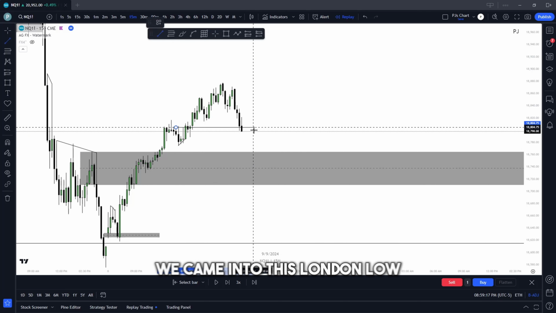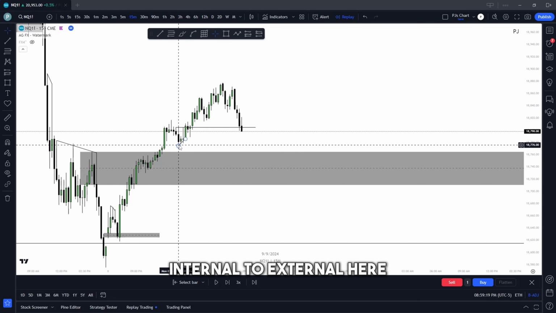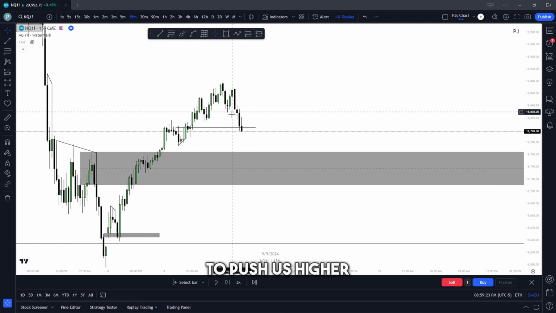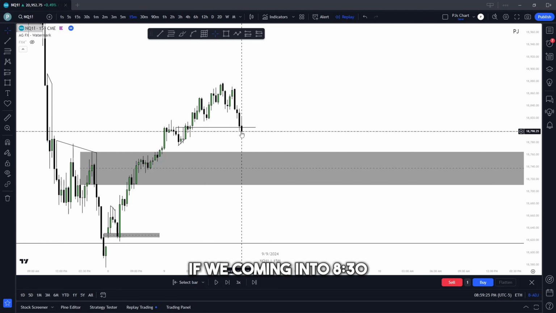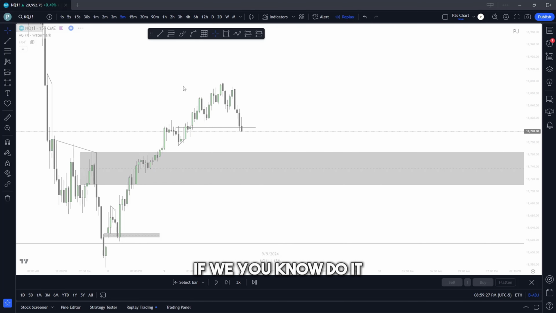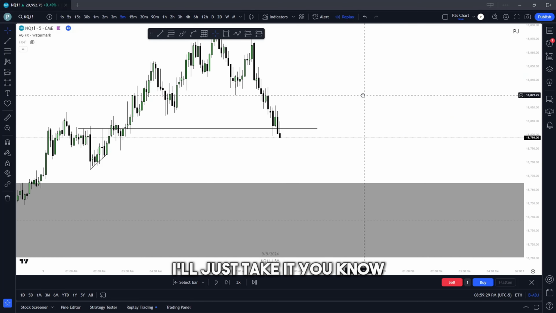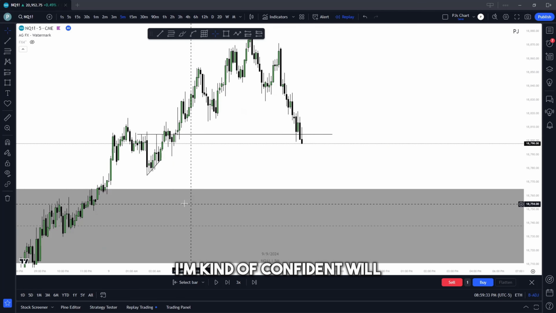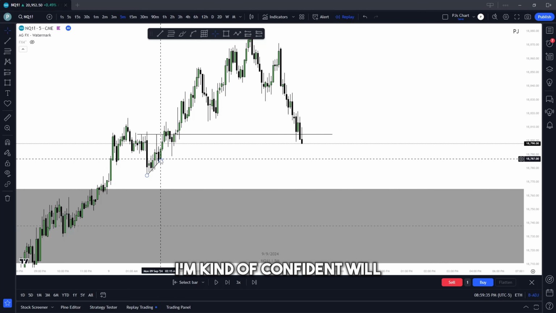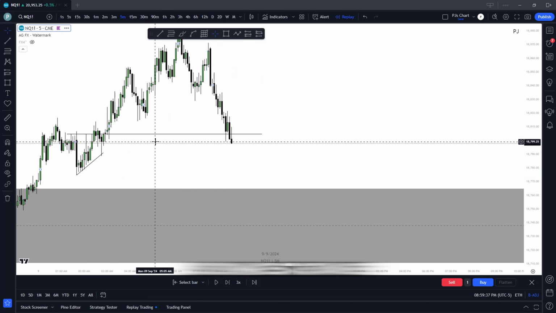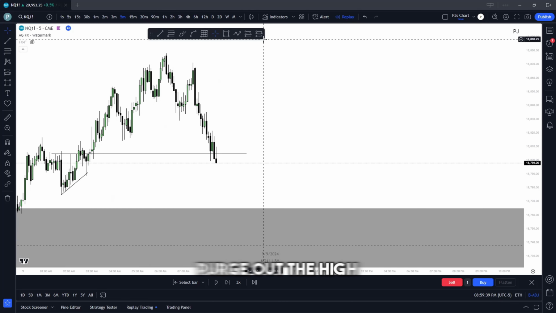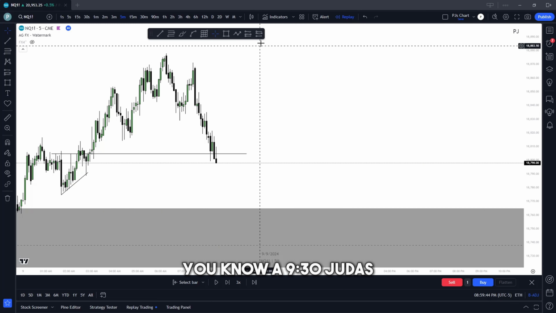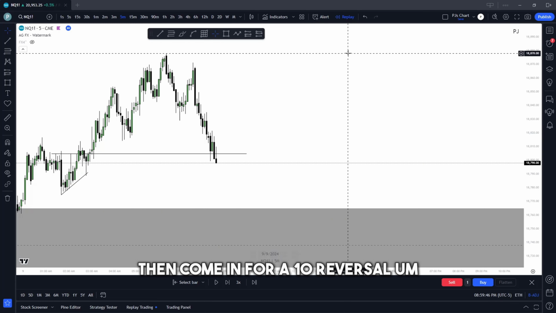We see also we've come into this London low, internal to external here. So we most likely could use this order block to push us higher. Coming into 8:30, if we do it and it looks good, I'll just take it, just to kind of show it for an example. But I'm kind of confident we'll use this as low resistance. Even if we do this first purge, purge out the high, induce more liquidity into the high with a 9:30 Judas upwards, then come in for a 10 reversal.